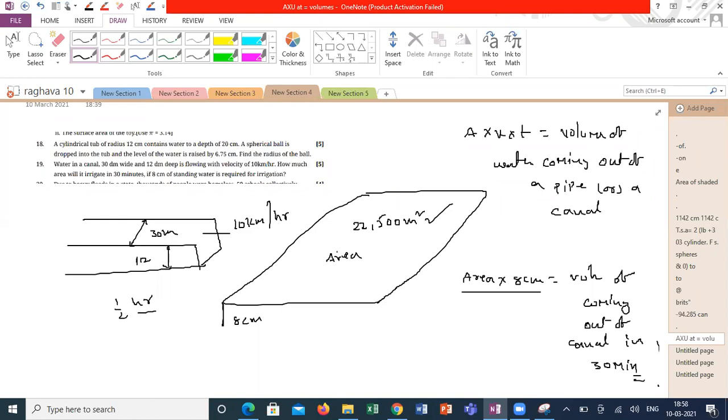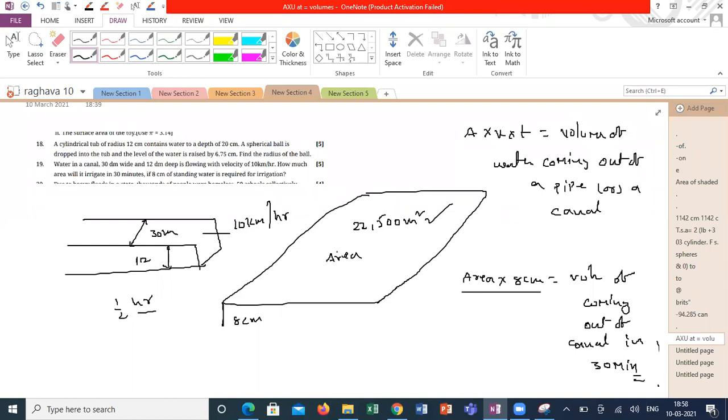Guys, anyone got the answer? 22,500 meter square area. Guys, if they're asking in hectares, how will we do it? How many hectares? Represent the answer in terms of hectares. 22.5 hectares, sir. What is 1 hectare? Anyone having an idea? 1000 meters square. Area?